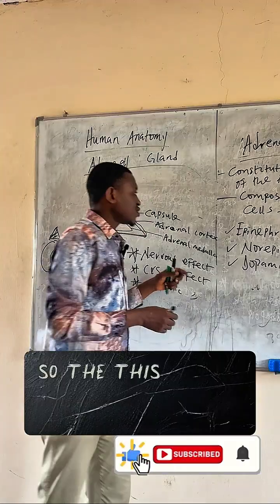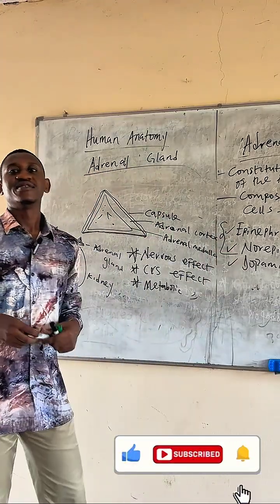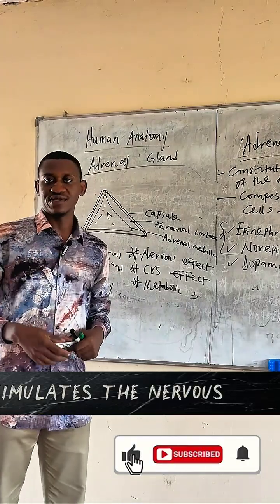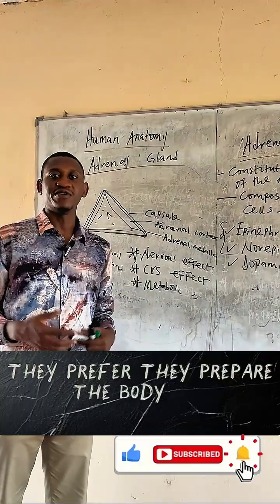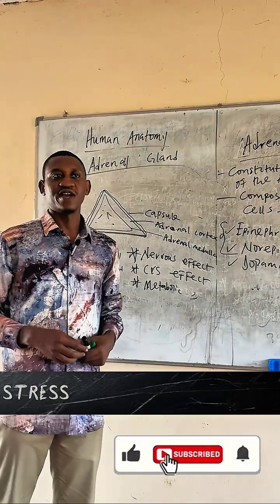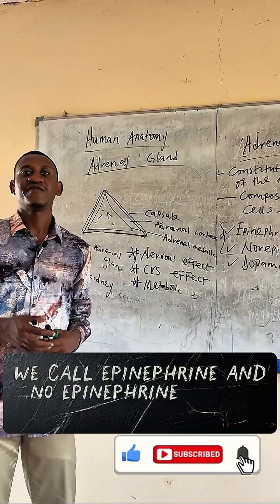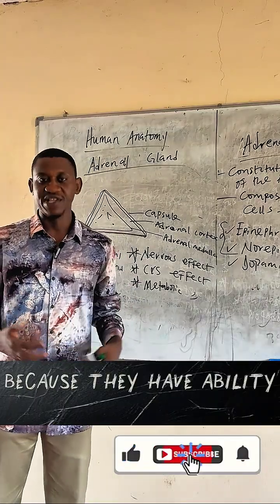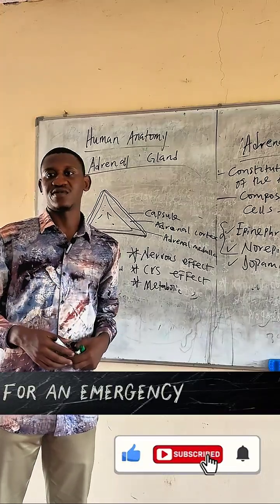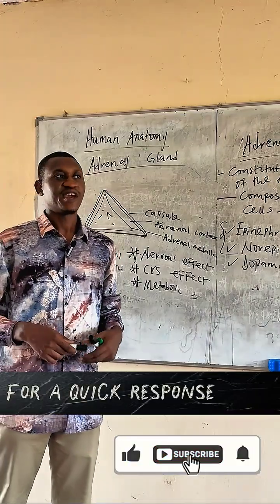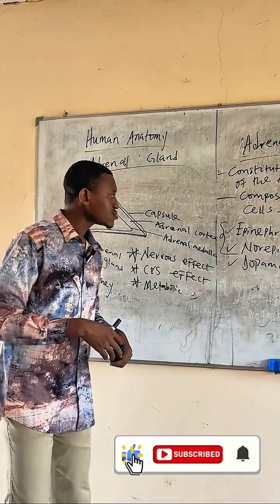So these hormones, most especially the epinephrine and norepinephrine, stimulate the nervous system. So by stimulating the nervous system, they prepare the body for action during what? Stress or emergency. Hence, we call epinephrine and norepinephrine fight and flight hormone, because they have the ability to prepare the body for an emergency response, for a quick response. They put the body in a state of alertness.